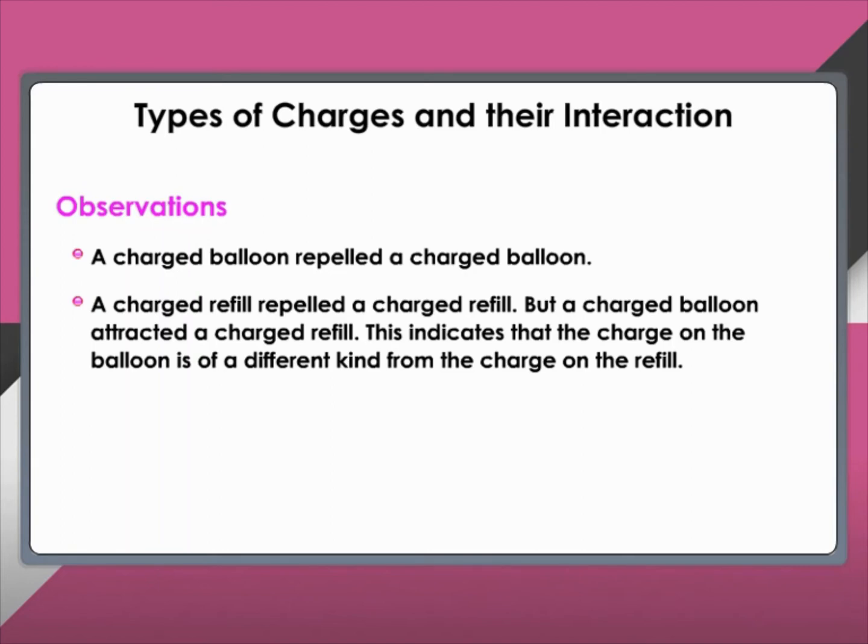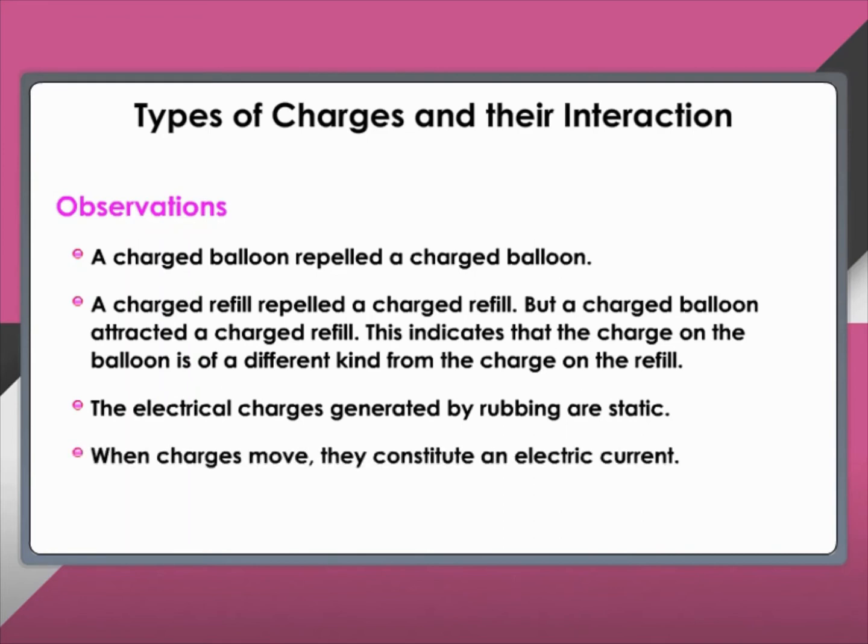It is a convention to call the charge acquired by a glass rod when it is rubbed with silk positive. The other kind of charge is said to be negative. It is observed that when a charged glass rod is brought near a charged plastic straw rubbed with polythene, there is attraction between the two. The electric charges generated by rubbing are static. They do not move by themselves.